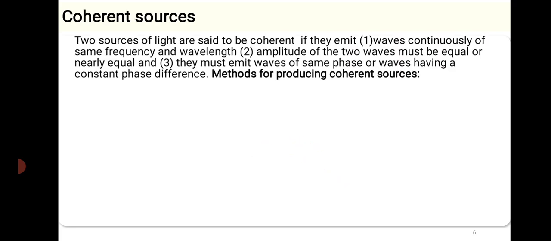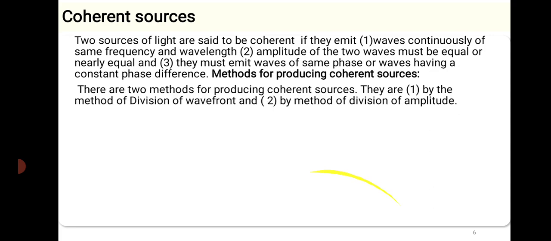Coherent sources. Two sources of light are said to be coherent if they emit waves continuously of the same frequency and wavelength, and the amplitude of the two waves must be equal or nearly equal. And the third condition is that they must emit waves of the same phase or waves having a constant phase difference. Such sources are called coherent sources.